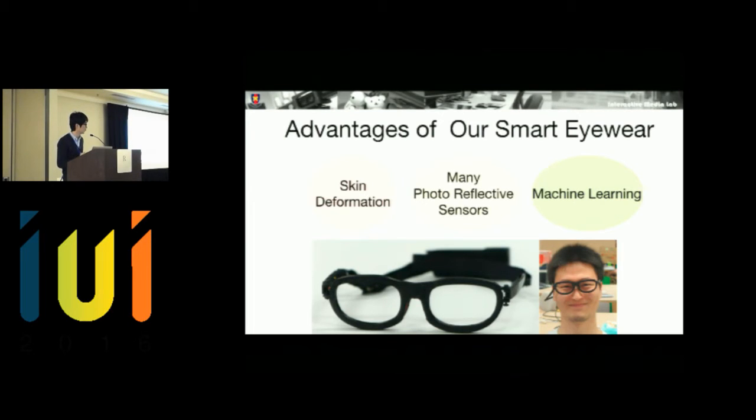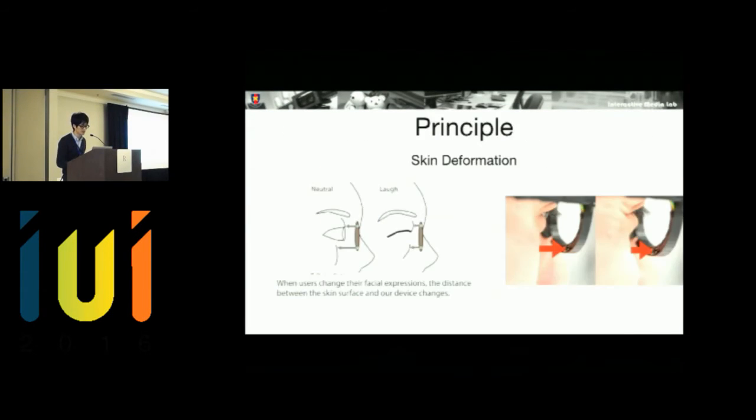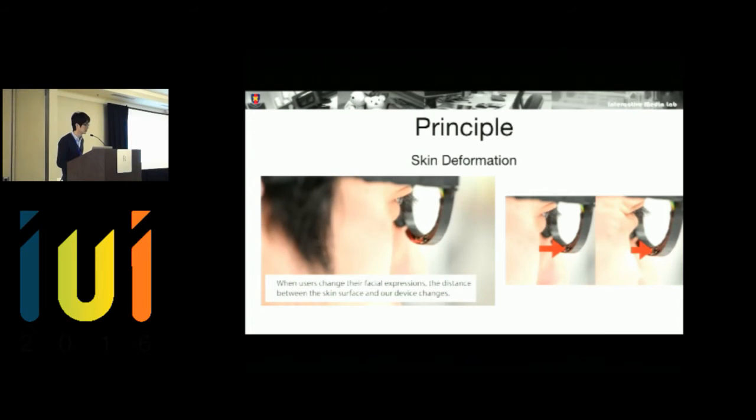The sensor can be integrated into everyday glasses because of its small size, so the user can use it in various scenarios. Now, our approach to recognize facial expressions: we leverage skin deformation caused by the movement of facial muscles, and 17 photoelectric sensors measure the distances between various spots on the eyewear frame and the skin surface on the face.